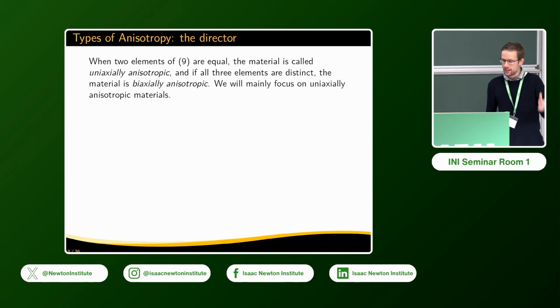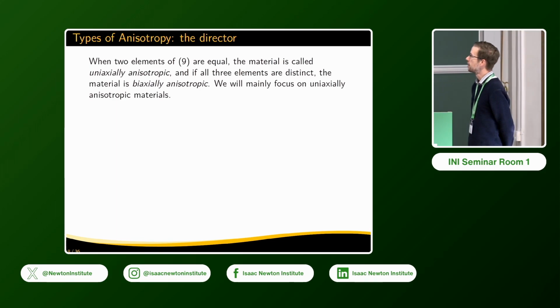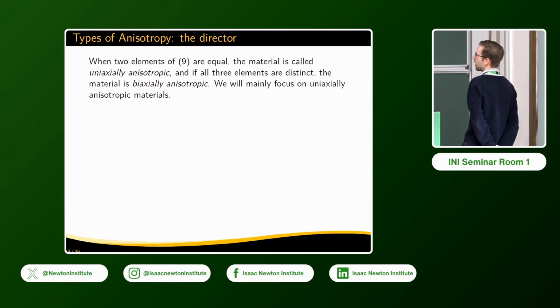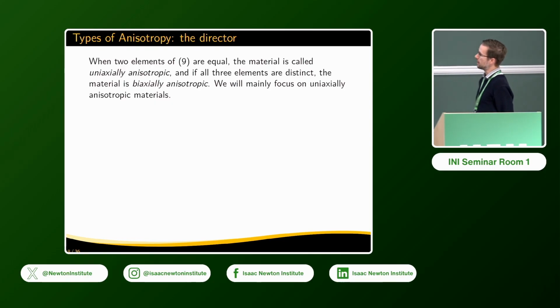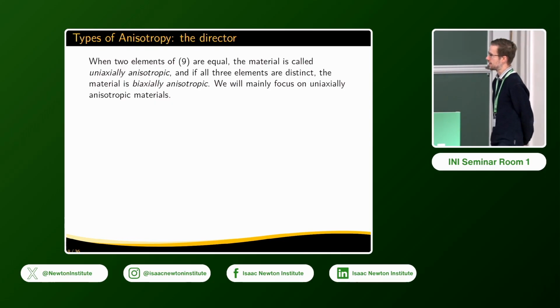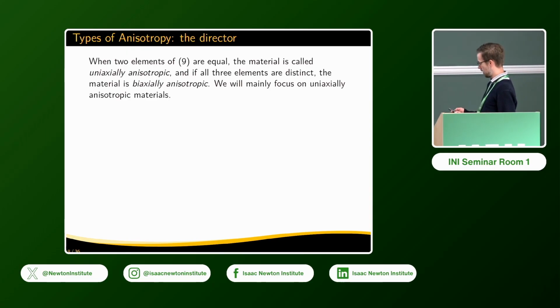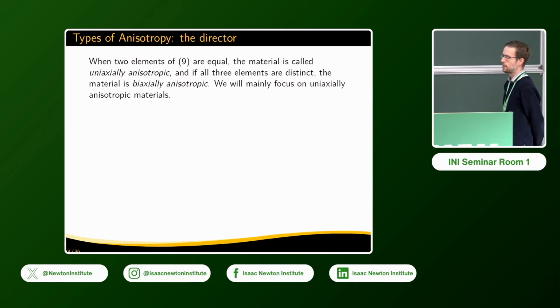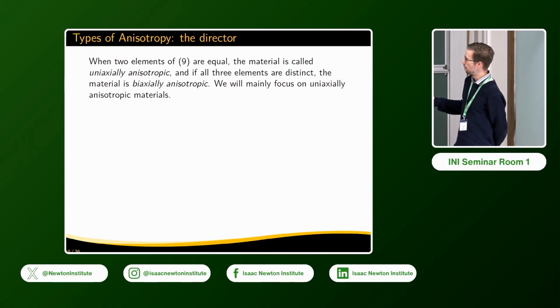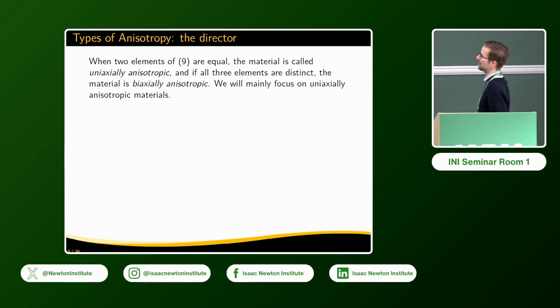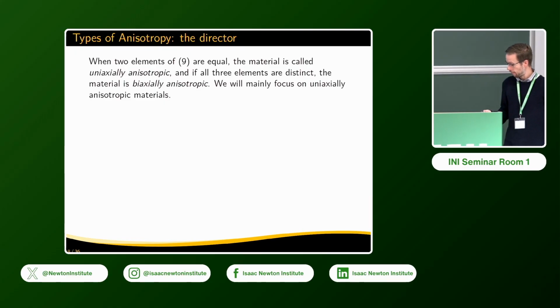So when 2 elements of the diagonal are equal, we will call this material uniaxially anisotropic. And if all 3 elements of this diagonalized matrix are distinct, then we'll call it biaxially anisotropic. So for the time being, I will focus on uniaxial anisotropy, but I will give you a formula for biaxially anisotropic materials later.